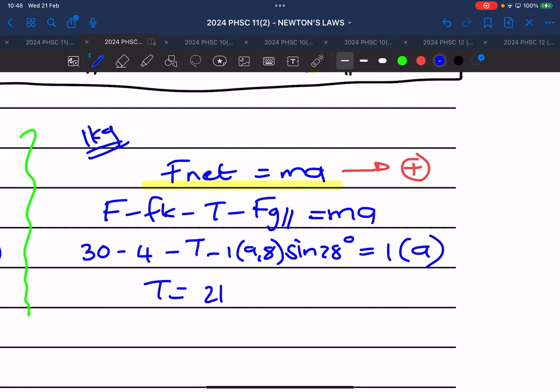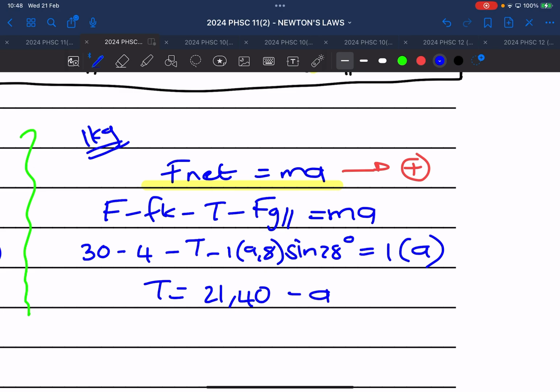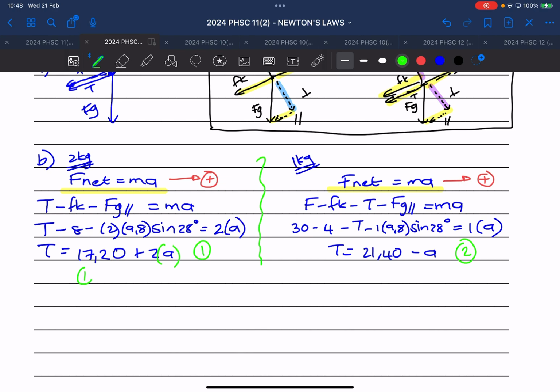Alright, so 21.40, and then remember this t was negative, so basically we took the t to the other side. We typed in that, minus that, and we need to take that 1a to this side, so we have minus a. And I'm going to make that 2. Okay, so I have 1 and 2, and they are both equal to t. So I'm going to say let 1 be equal to 2. So I have 17.2 plus 2a is equal to 21.40 minus a.